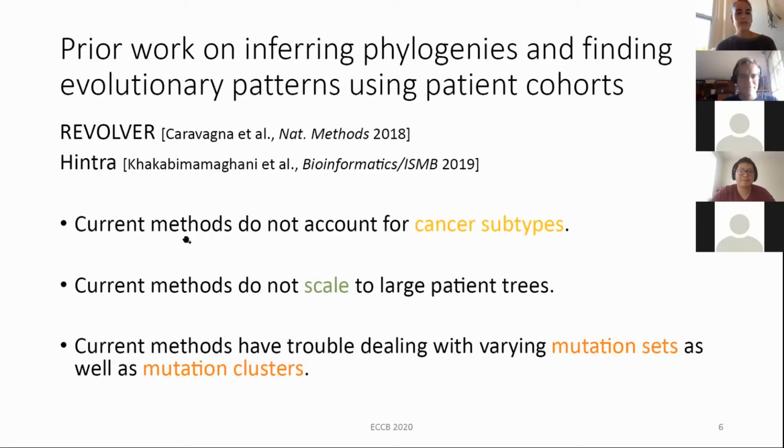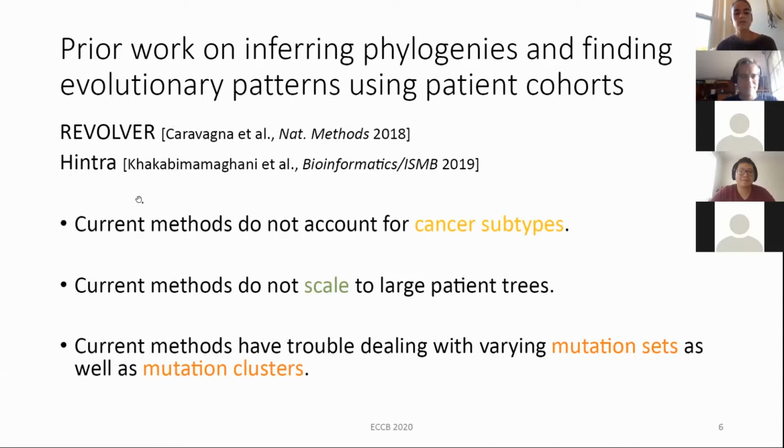Two recent methods that really pioneered this work are Revolver and Hintra. There's also a recent paper in ISCB 2020, ConNet, that was looking into a similar thing. So it's a growing and exciting area that we're looking into.